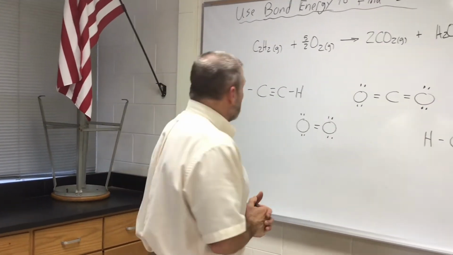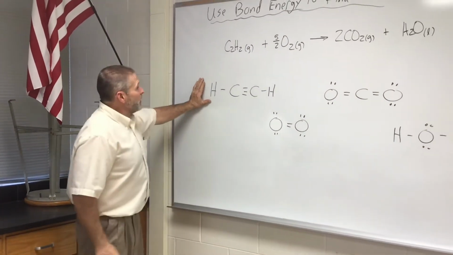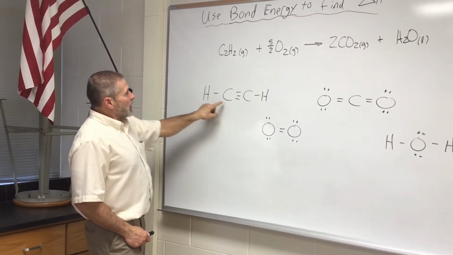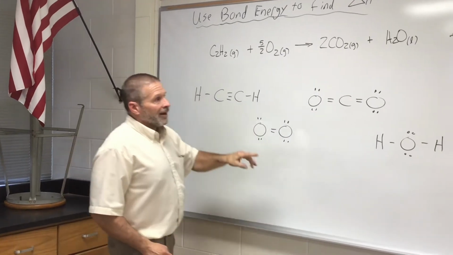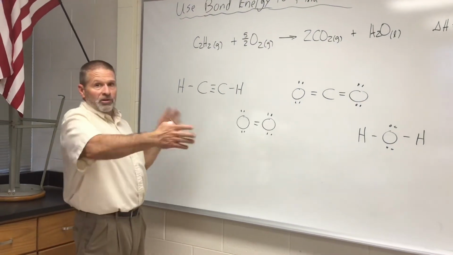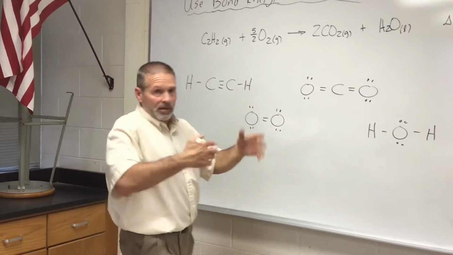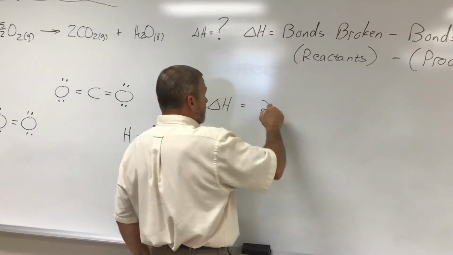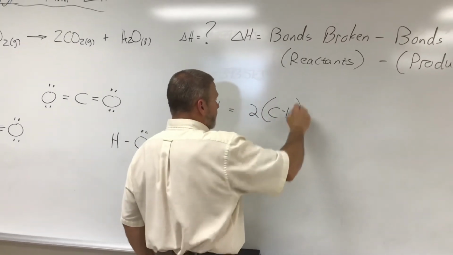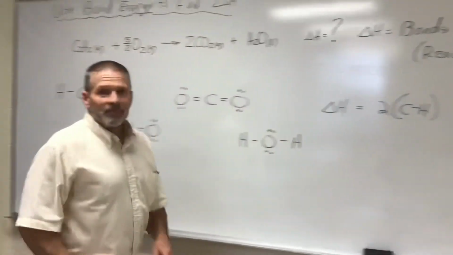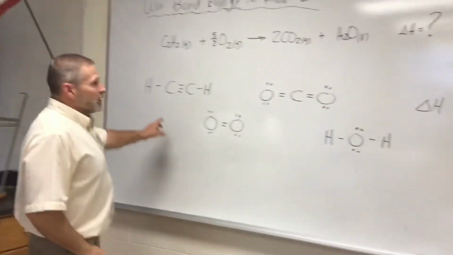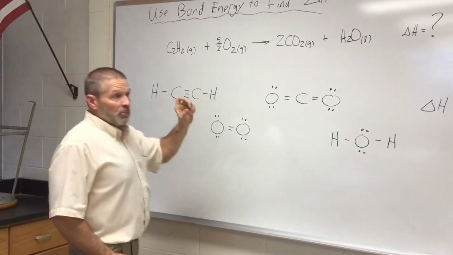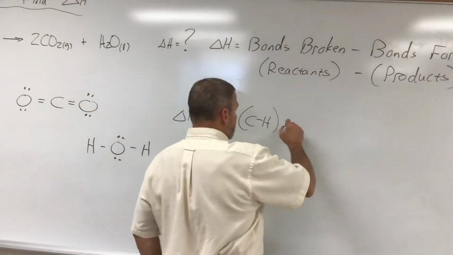Here we go. So I'm going to start over here with the reactants. It looks like we're going to have to break 2 carbon to hydrogen bonds. Now, I think what I usually do in class is I write it out just in symbols and then I plug in the numbers just to make sure people know what we're doing here. Okay, so we're going to have to break 2 C to H bonds. We're going to have to break 1 triple bond between carbons. Ooh, that takes a lot of energy.